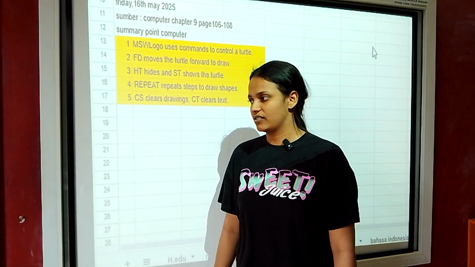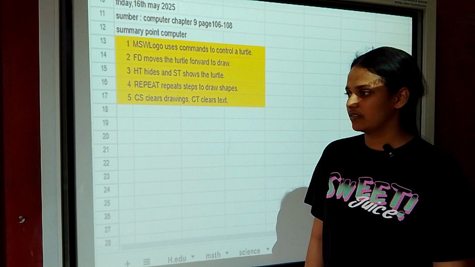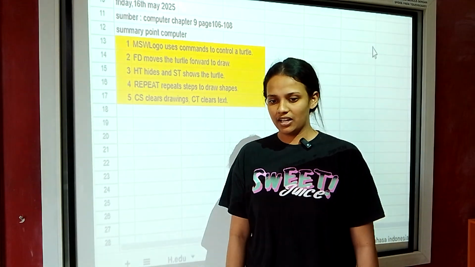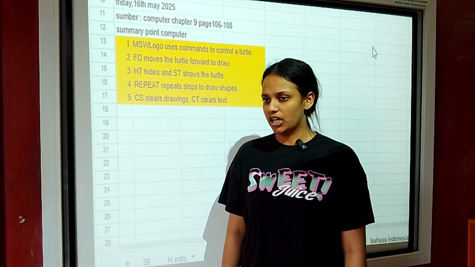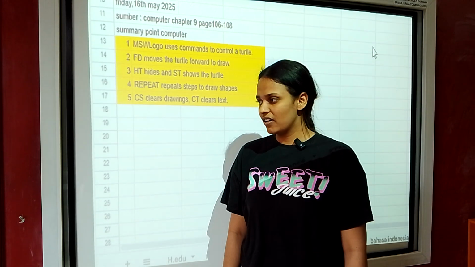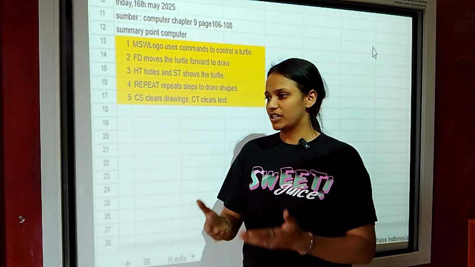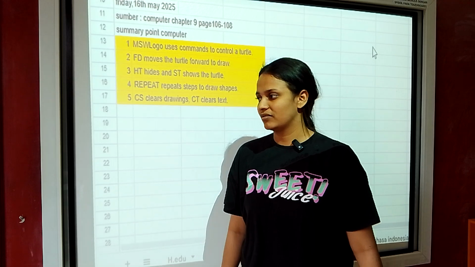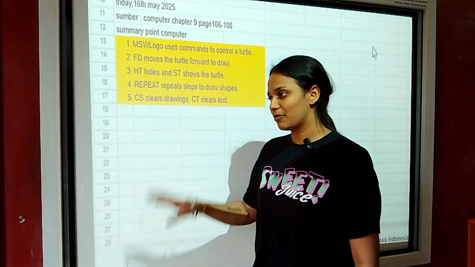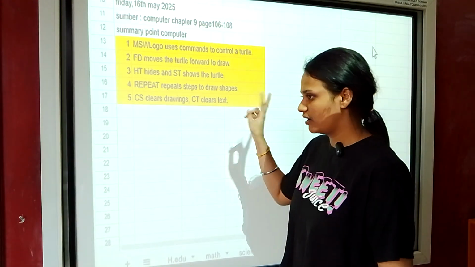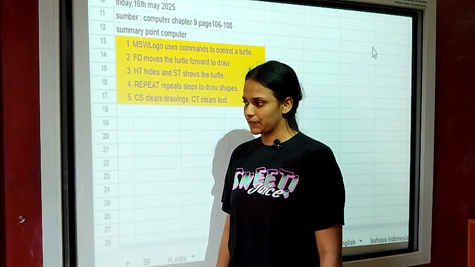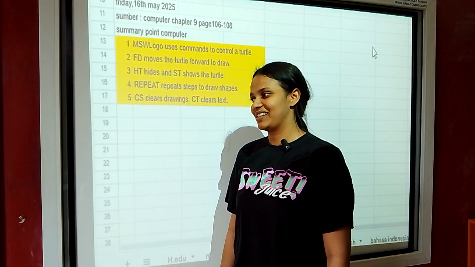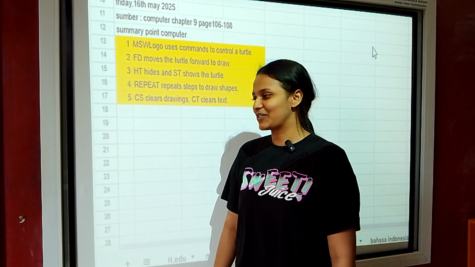For example, if you say repeat 3, and FD100 RT90, you will not get the square. So how to make it correct? Repeat 4, because a square has 4 sides, right? Okay. How about circle? We're not trying that. Still on the square.